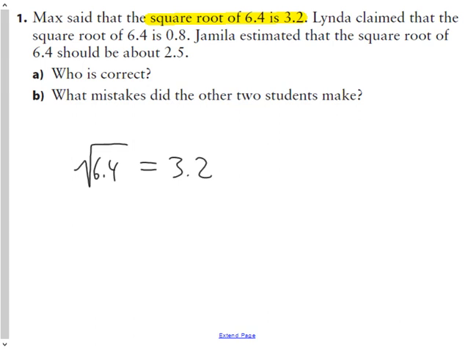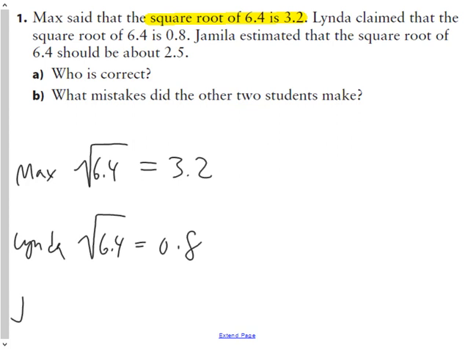And Lynda claimed that the square root of 6.4 was 0.8. This was Max. This was Lynda. And this is Jamila. She said the square root of 6.4 is about 2.5. All right. So all three of these are estimations. Now, what Max did, and here's what he did wrong. Max was not right, and here's why.